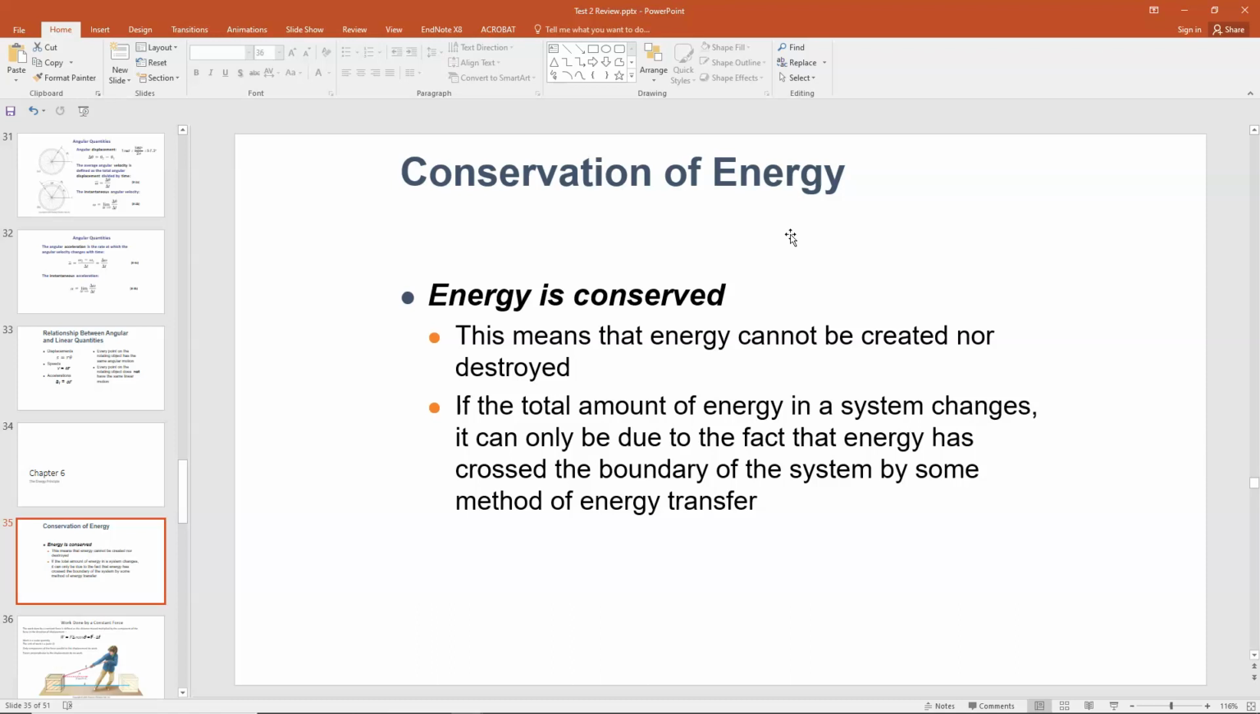So energy can't be created or destroyed, and if the total amount of energy in a system changes, then that's because the energy has crossed the boundary of the system by some energy transfer method. Okay, so a push or a pull into the system could change the energy and increase it, right? Or decrease it, and then the friction or drag can suck energy out of a system.